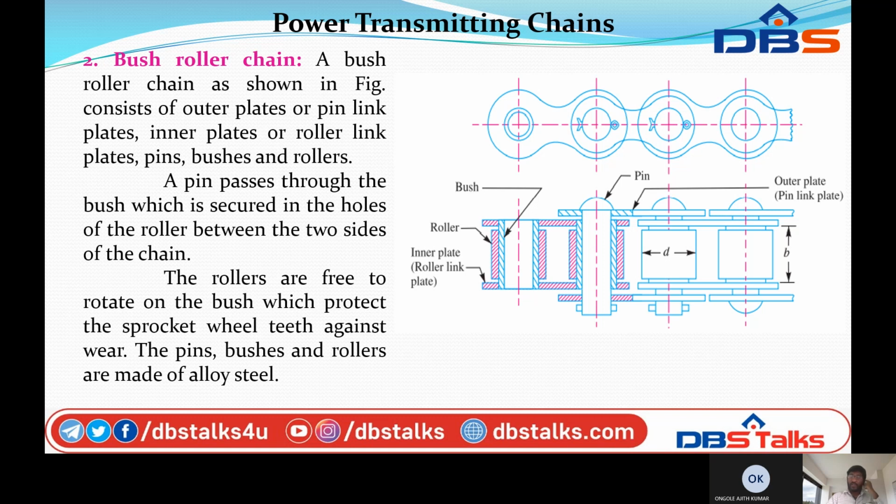So the rollers are fully rotated in the bush to protect the socket and wheel teeth pulley. The pins, bushes and rollers are made up of alloy steel.